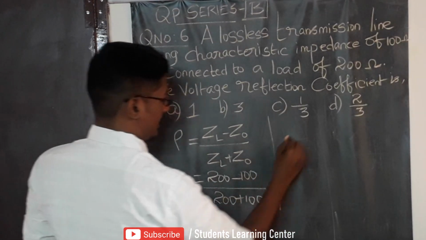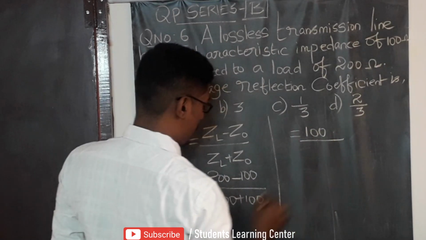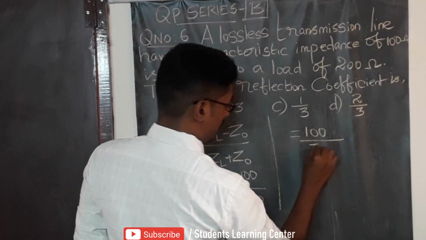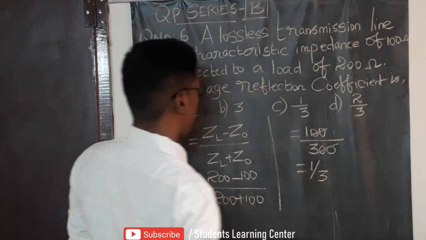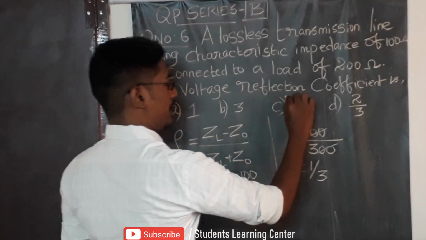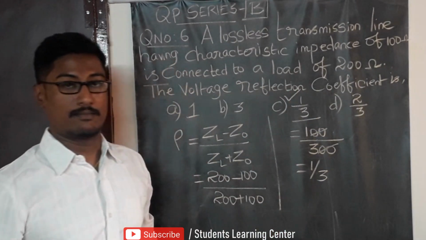So 200 minus 100 is 100, divided by 200 plus 100, which is 300. Cancelling, the answer will be 1 by 3. So option C, 1 by 3, is the correct answer.